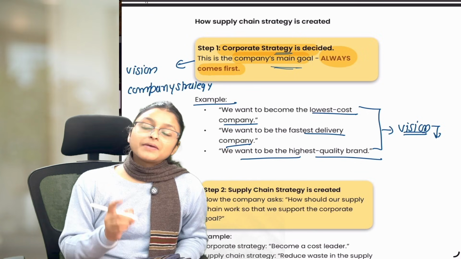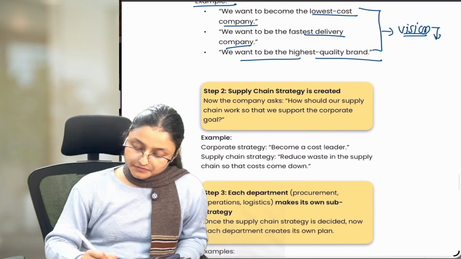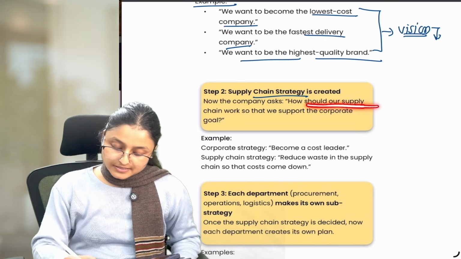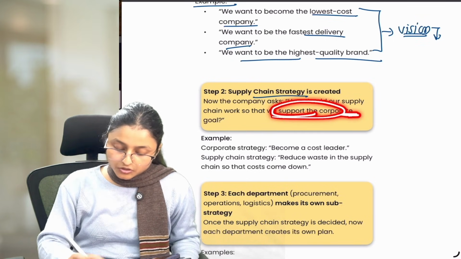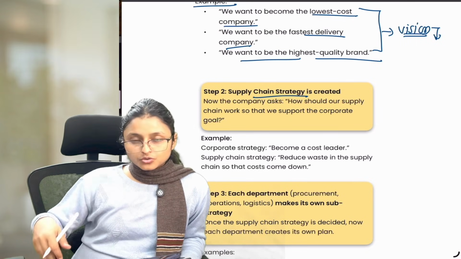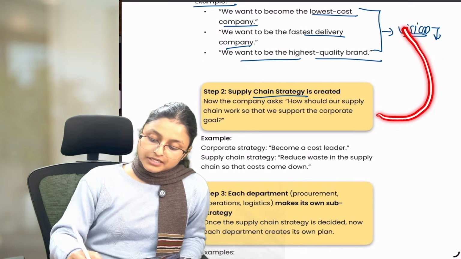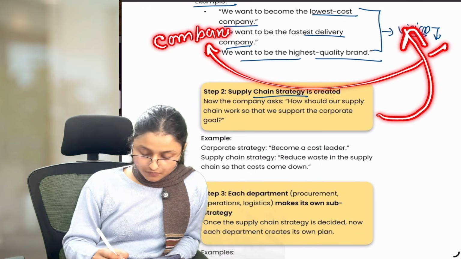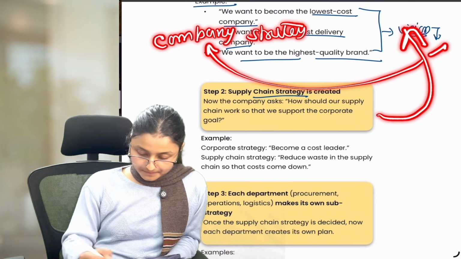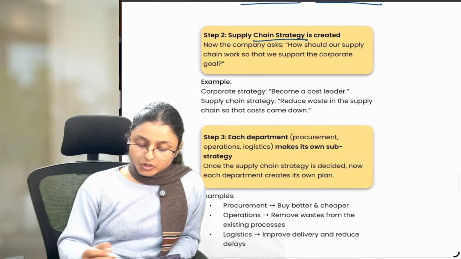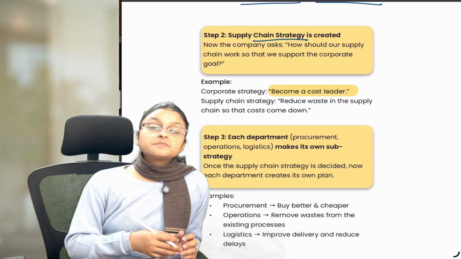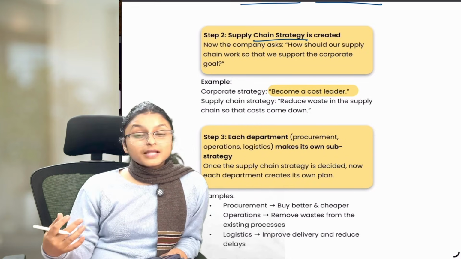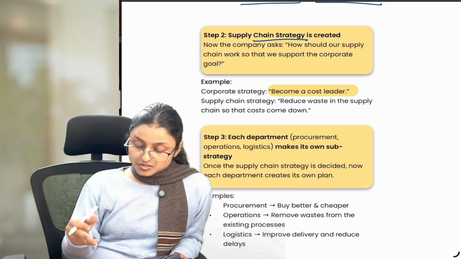On the basis of vision, we'll make our company strategy and then we will decide what will be our supply chain strategy. Now the company asks, how should our supply chain work so that we can support the corporate goal? What we should do in our supply chain so that we can achieve our vision. We can help our company's strategy. What all things we should do for the same. Example, corporate strategy: if our corporate strategy is becoming the cost leader, then supply chain strategy will be to reduce waste in the supply chain, to reduce cost in the supply chain as much as possible.